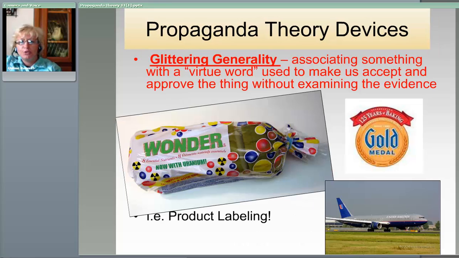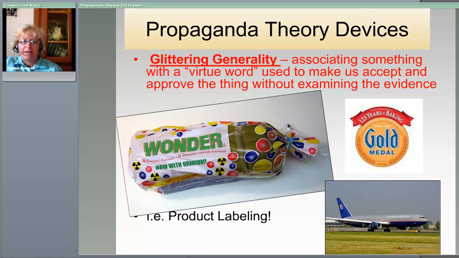Next, we have the glittering generality. Now, a glittering generality is simply associating something with a virtue word, okay? If a vice is something bad, a virtue is really good. And it makes us accept and approve that item without even examining it, okay? So a glittering generality in propaganda is the use of a virtue word.